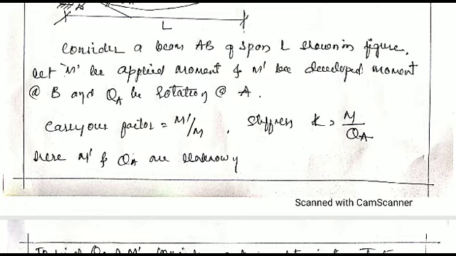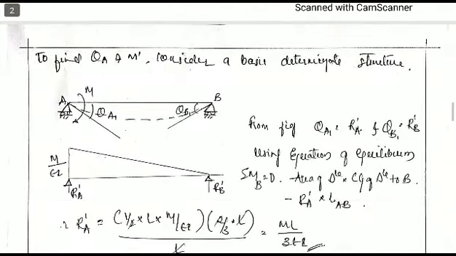As we know, the carryover factor is nothing but the ratio of M dash by M, and the stiffness of a member is K equal to M by theta A. In these two, the common thing is the applied moment, while the developed moment M dash is unknown, and similarly the rotation at A is also unknown. We need to know the value of this developed moment as well as the rotation at A in the form of the applied moment. So let us analyze that.